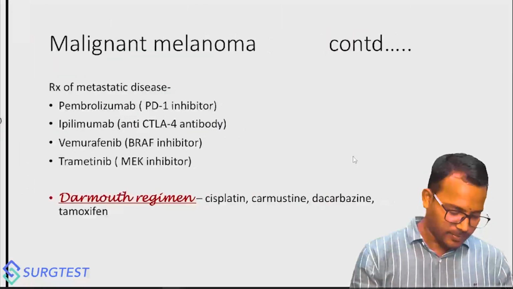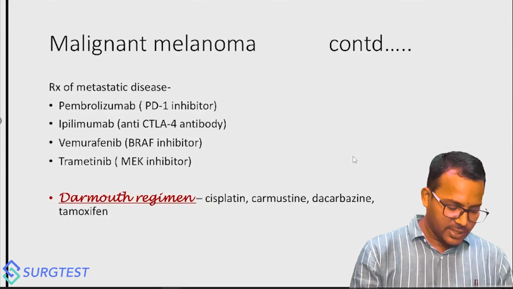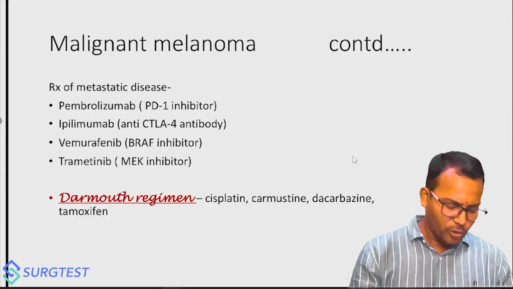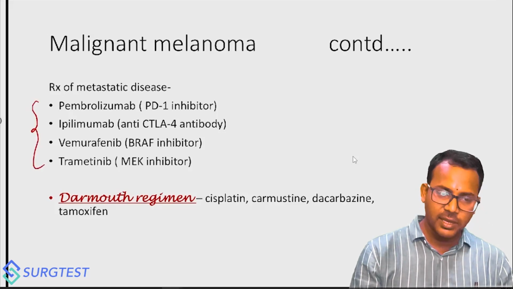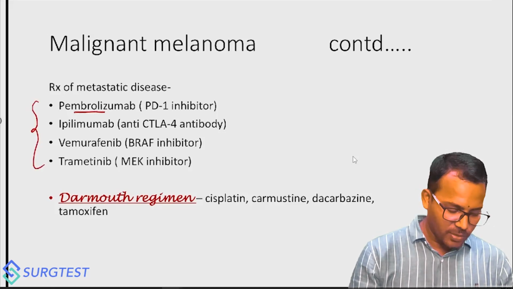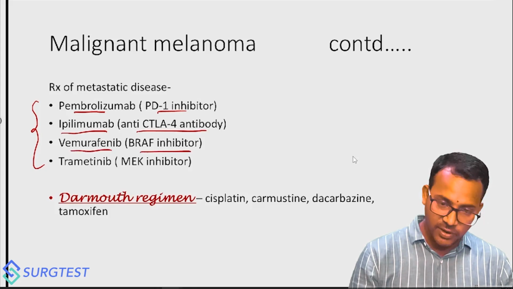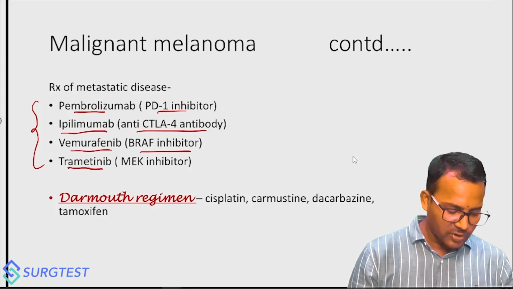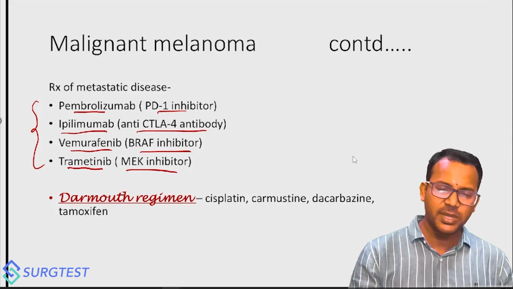Okay. So this is regarding the management of the satellite lesions or the in-transit lesions in case of malignant melanoma. Okay. Then how do you treat a metastatic malignant melanoma? You see, for the treatment of metastatic malignant melanoma, there are a few drugs that you have to remember, and the most commonly asked drugs are these 4. Okay, pembrolizumab, which is a PD-1 inhibitor, ipilimumab, which is an anti-CTLA4 antibody, vemurafenib, which is a BRAF inhibitor, and trametinib, which is a MEK inhibitor.